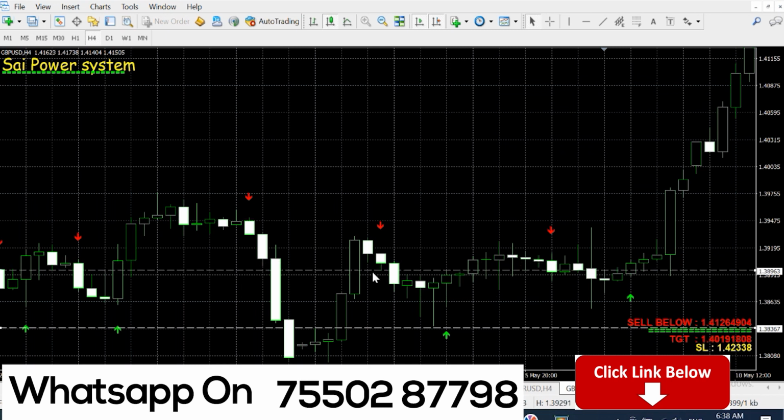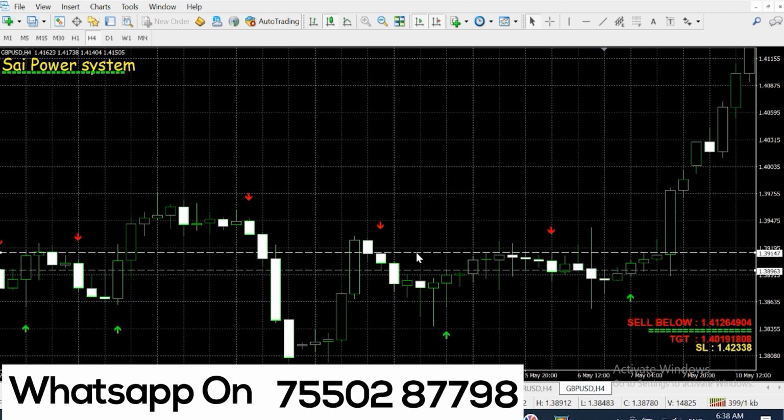The sell came below this level, so the stop loss will be here. It will pop up here, so don't worry about the stop loss. Whichever stop loss it gives here, just add that stop loss.